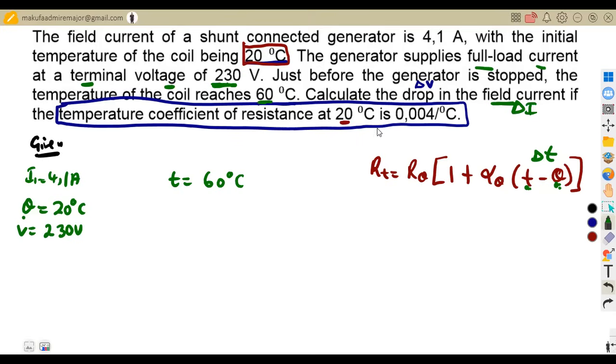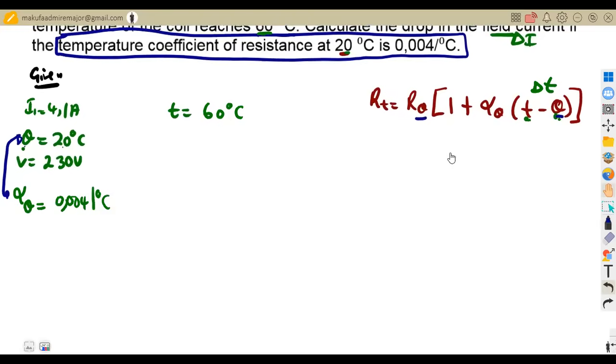But given the temperature coefficient of resistance at 20 degrees Celsius, that means theta is 20. So that is alpha theta at 20 degrees Celsius. It is given as 0,004 per degree Celsius, corresponding with theta at 20 degrees Celsius. So that is why we are supposed to apply this formula here. So what is it that we are going to obtain from this information that we are given? All right, let us see.